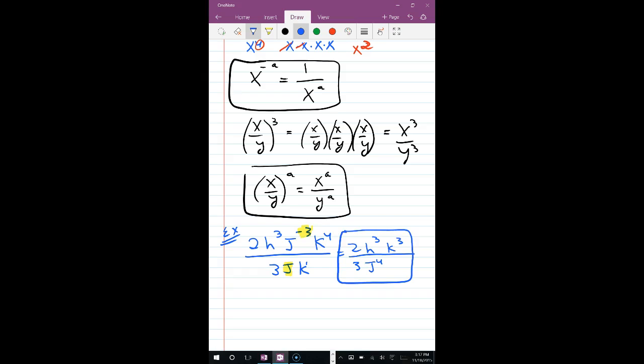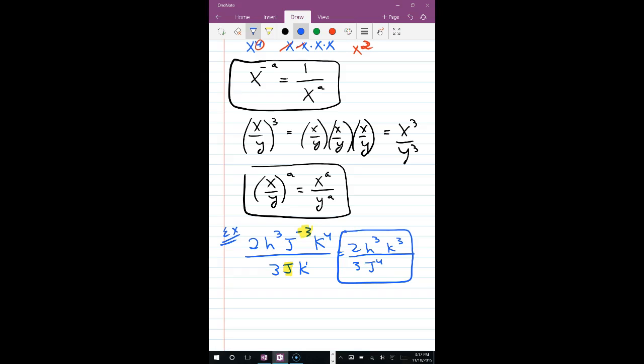In the problems that you do in the next section, what I want you to try to do is leave no negative exponents. So if you get a negative exponent, I want you to rewrite it without a negative exponent. So in this case, instead of writing j to the negative 4 in the numerator, I wrote it as j to the 4th in the denominator.